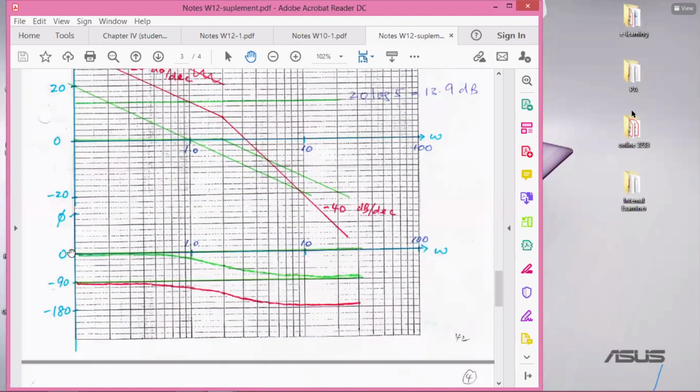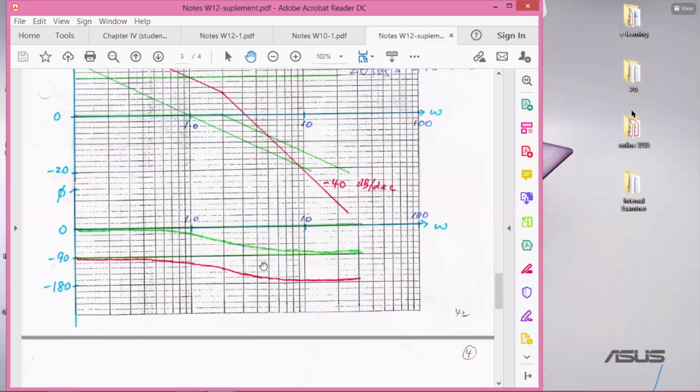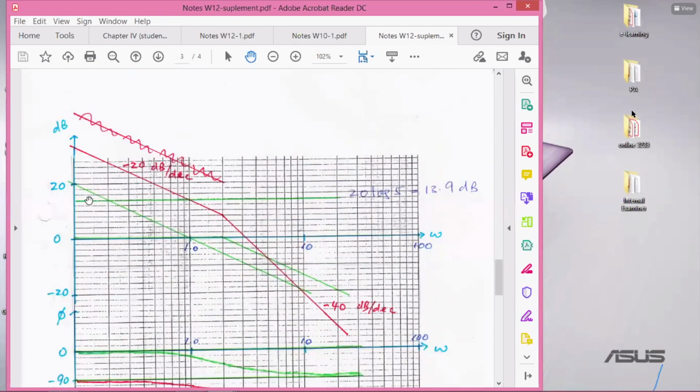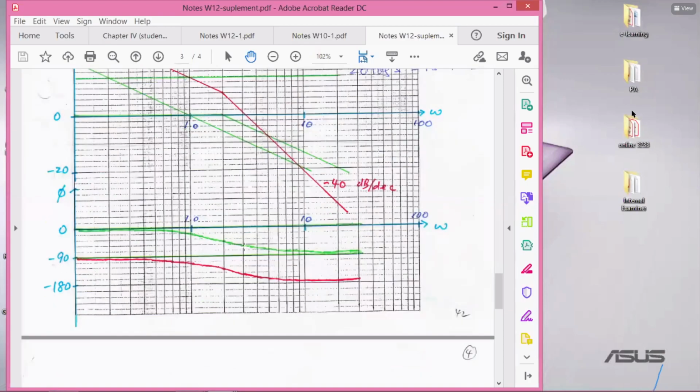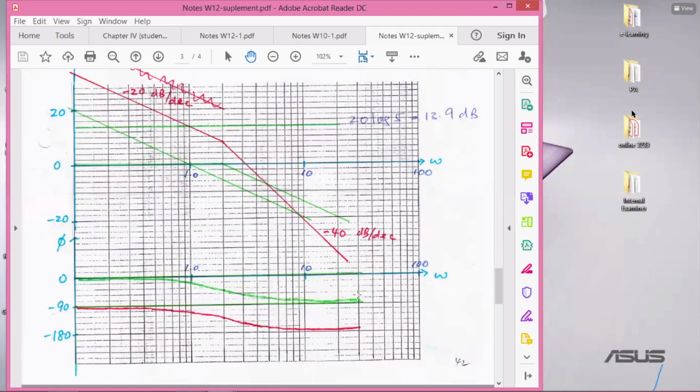This is your phase angle curve for your last term. And then all you have to do is add these 3 lines together. So you add those green lines together, get your resultant magnitude. And you add these 3 green lines of phase angle together to get this resultant curve. You just add them. How do you add?